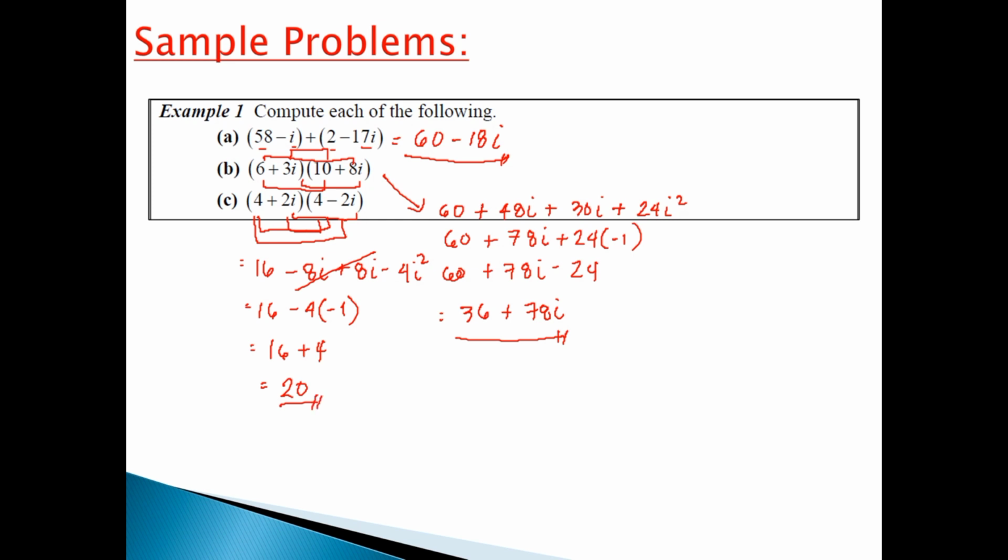Or you can just use the property for the sum and difference of two binomials, since we have 4 plus 2i and 4 minus 2i. So this will be 16 minus 4i squared automatically. But since we used the long method, we just prove that the answer is the same, whatever method you use. And our final answer would be 20.